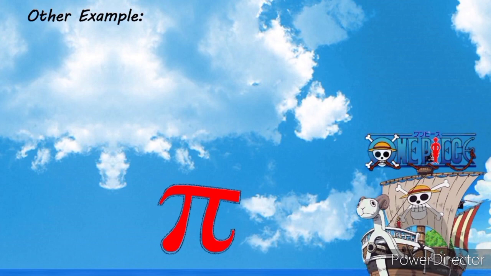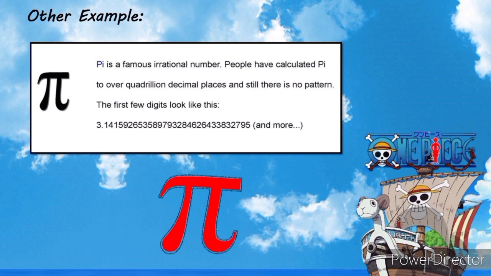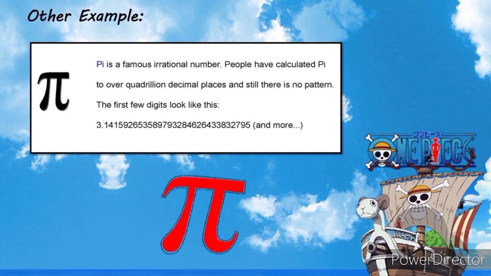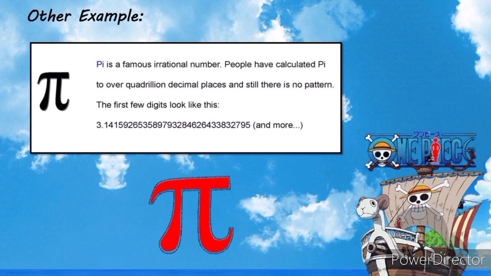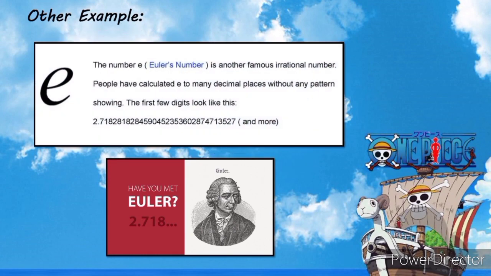Another example is pi. Pi is a famous irrational number. People have calculated pi to over quadrillion decimal places and still there is no pattern. The first few digits look like this. How about this example? The number e, or Euler's number, is another famous irrational number. People have calculated e to many decimal places without any pattern showing. The first few digits look like this.